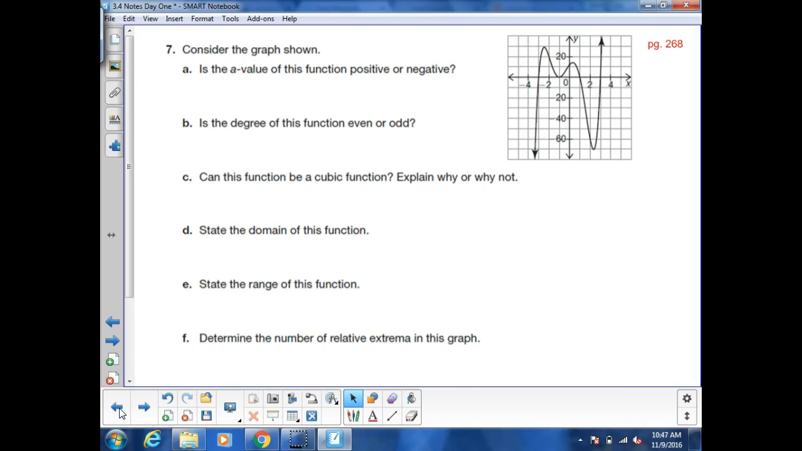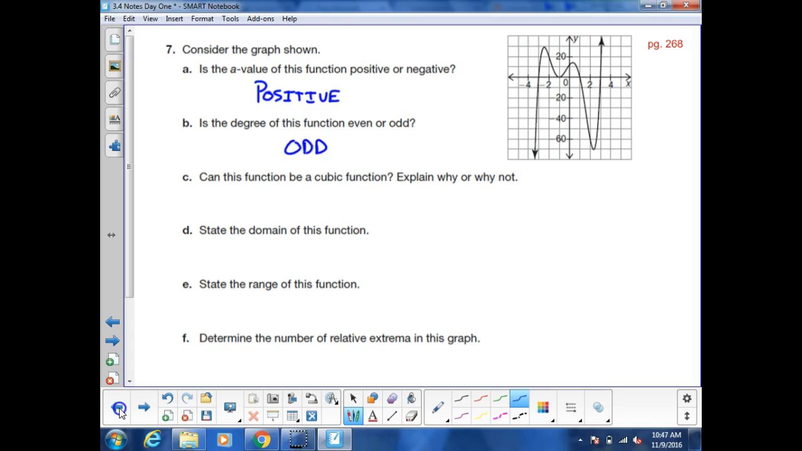All right, so looking at number 7. A value. Positive or negative? Positive. Why is it positive? Because the right side of the graph is going up. Okay, all right, I like it. Odd or even? Odd. Why odd? It's going in different directions on both sides, so this is an odd function.